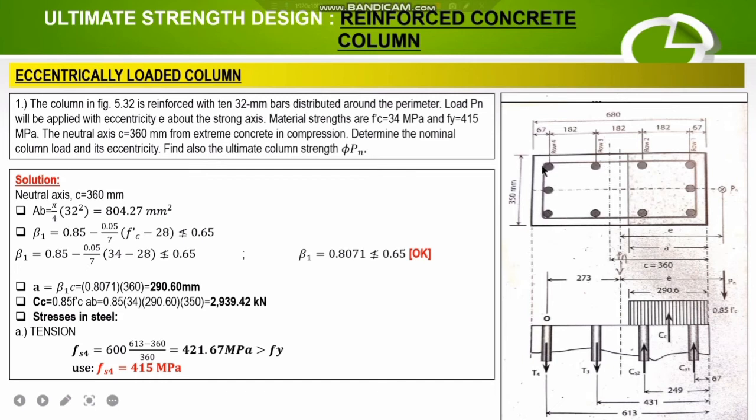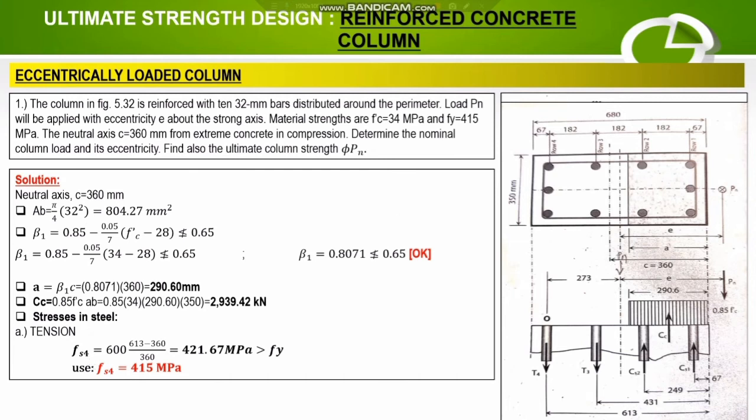So the left part from 360 to 680 mm. This section experiences tension, while the right section experiences compression. Okay, so let us solve first for the stresses of the steel bars in the tension part. So we will label these bars as row 4, row 3, row 2, and row 1. So row 4 and row 3 belong to the tension part, and row 2 and row 1 belong to the compression part of the concrete section.